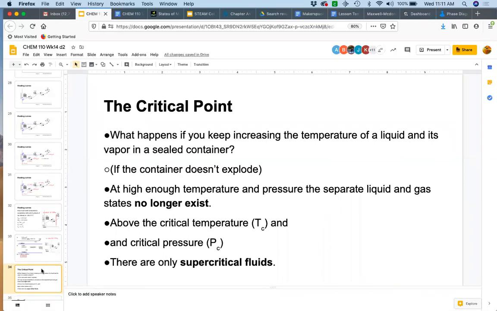This is a fascinating area of study. Their properties are really unique. I'll see if I can find a video of supercritical CO2 to send out with my recap for this week. There's a really cool one, but the video that I had looked for no longer exists, so I'll have to see if I can find an alternate one.